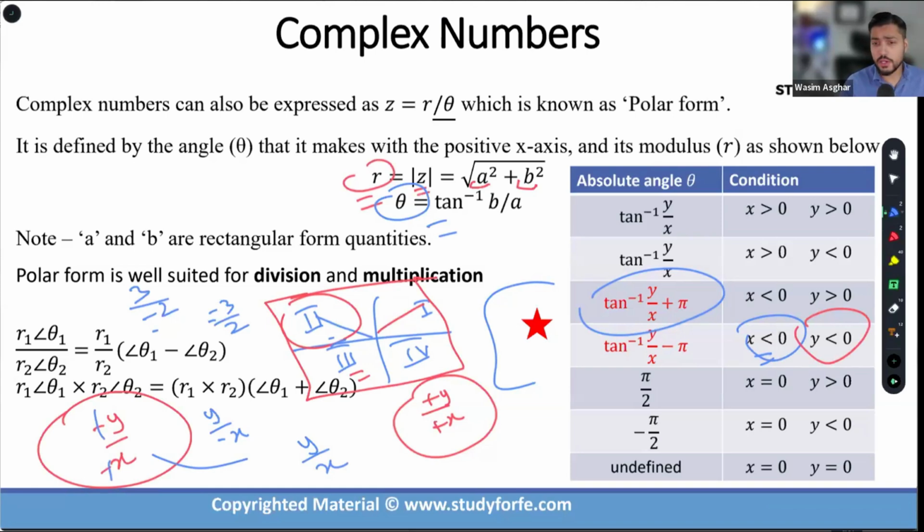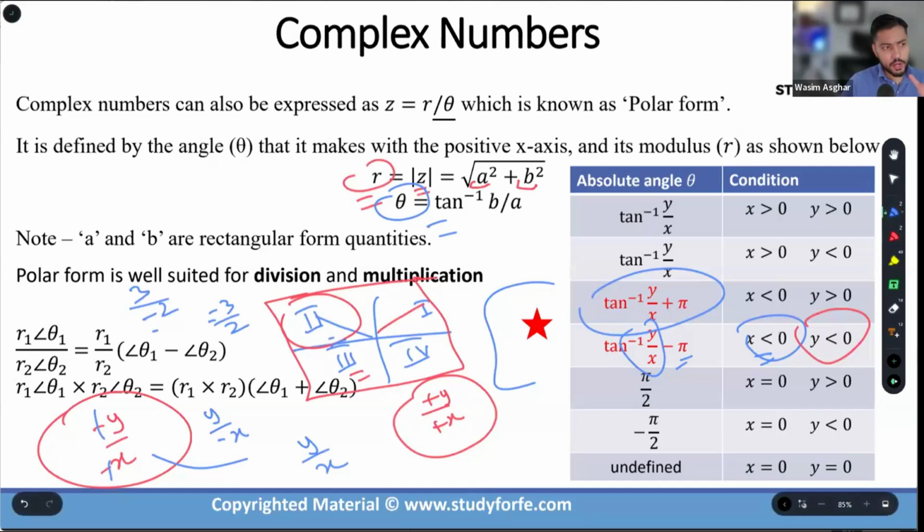Does the calculator know that you're in quadrant number 3? No. So what should you do? You should drop the signs. You should do a tangent inverse of y by x and then do a 180-degree adjustment and so on and so forth. So this is the first instance.